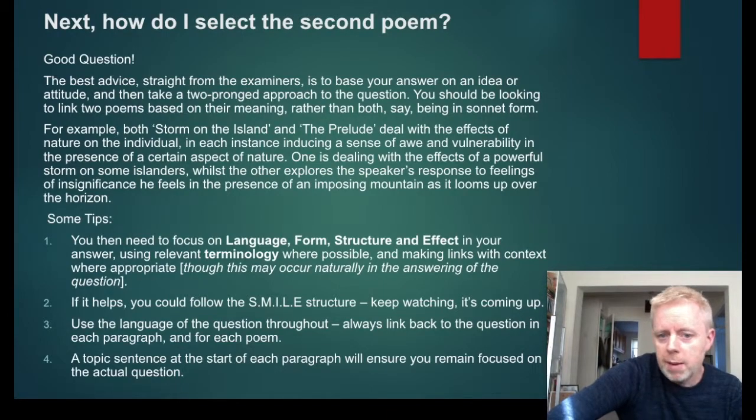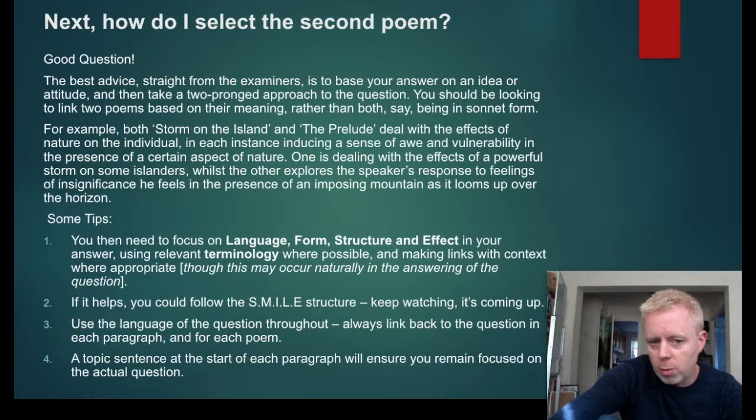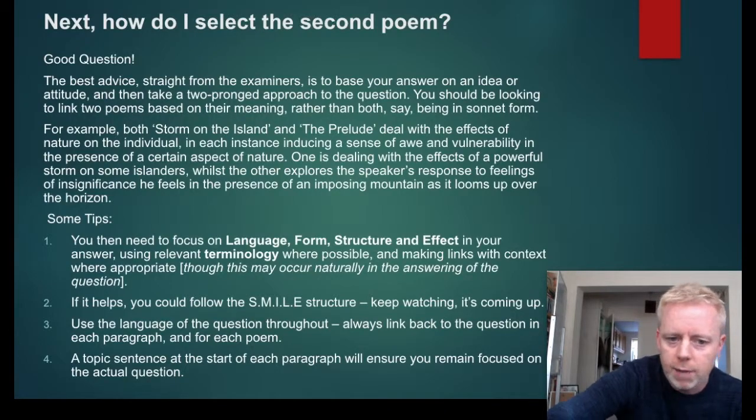The best advice, straight from examiners, as I've mentioned, is to base your answer on an idea or attitude and then take a two-pronged approach to the question. You should be looking to link two poems based on their meaning rather than both, say, being in sonnet form. For example, both Storm on the Island and the Prelude deal with the effects of nature on the individual, in each instance including a sense of awe and vulnerability in the presence of a certain aspect of nature. One is dealing with the effects of a powerful storm on some islanders, whilst the other explores the speaker's response to feelings of insignificance he feels in the presence of an imposing mountain as it looms up over the horizon.